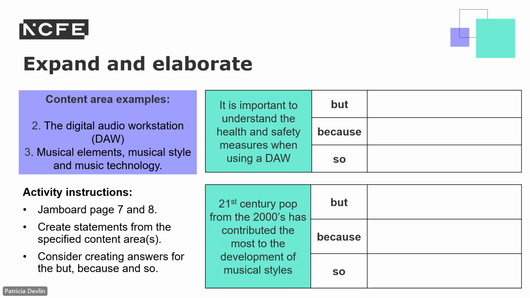So the next activity that we're sharing is expand and elaborate. Teachers can provide statements from any of the content areas or ask your learners to come up with some statements. These are examples from content area 2, the digital audio workshop, and content area 3, musical elements, musical style, and music technology. Having a but, because, so allows your pupils to develop the statement in more detail, as well as to develop the detail and complexity of it. It also helps with extended questions in the EA.